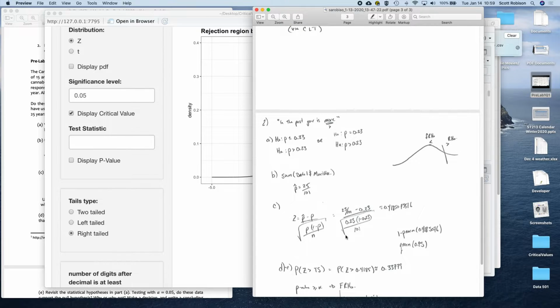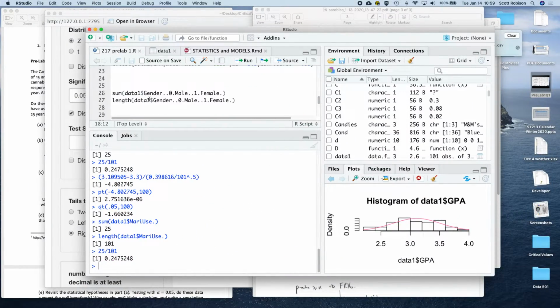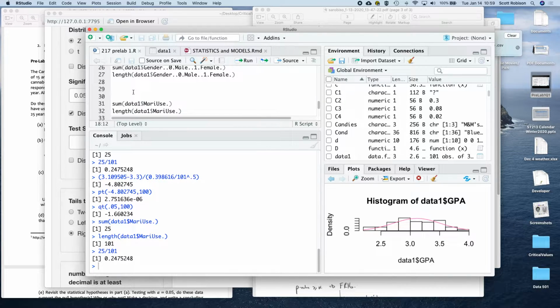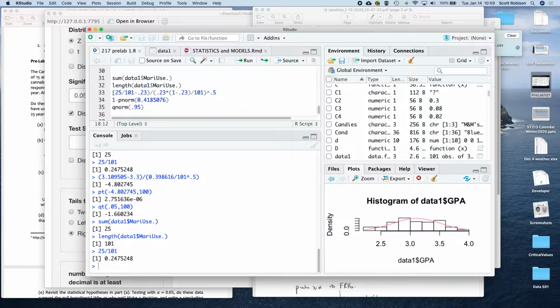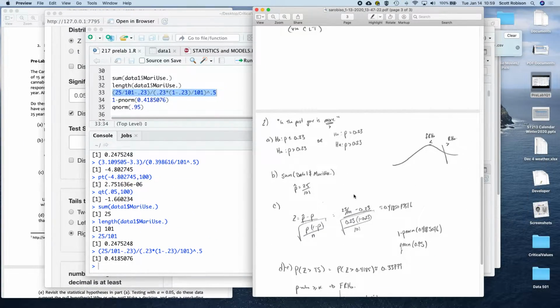After calculating the test statistic, what did I do? I wrote this into R like it was a calculator. You can do it on paper if you like. But what I did was calculate this value, which ended up being 0.4185 and change. This is called the test statistic.